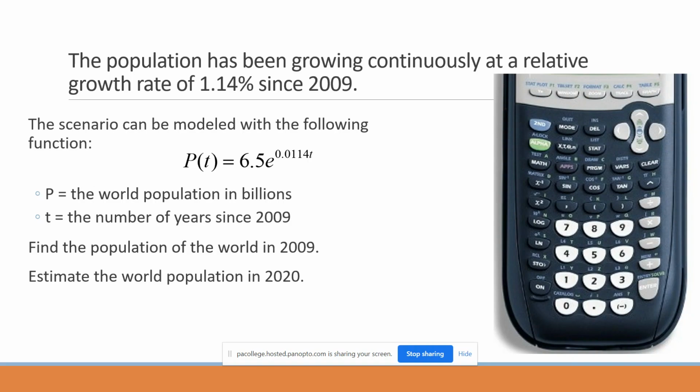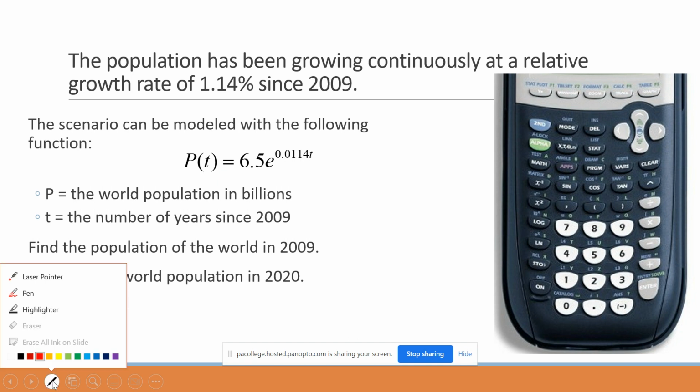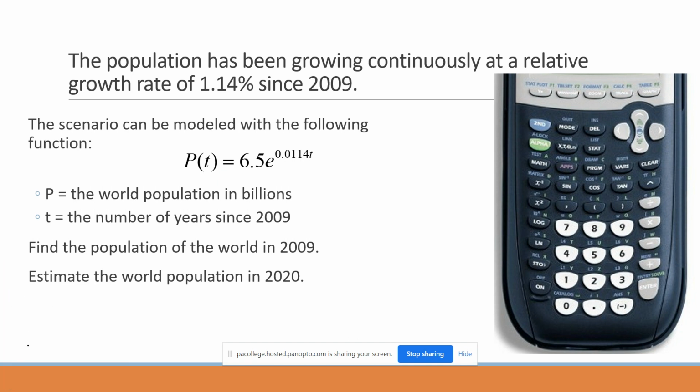So for this example, we are told that the population has been growing continuously at a relative growth rate of 1.14% since 2009. Now our focus this week is working with the formula, not translating the words into a formula. So the very first thing we are given is that the scenario can be modeled with the following function. And that function is P of t equals 6.5 e to the 0.0114 t. So we're going to work with this formula, pretty much ignoring the words at this point.